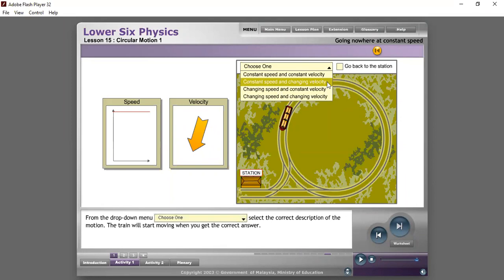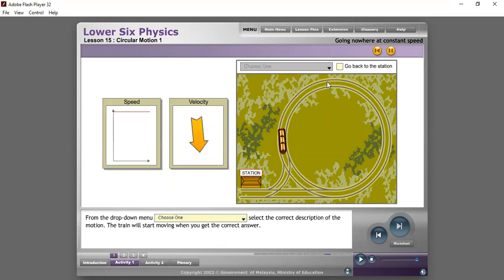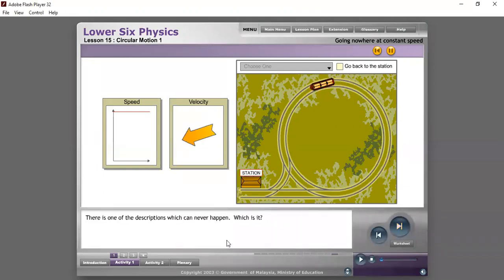So we choose constant speed and changing velocity. It moves with constant speed but changing velocity. This means that the direction of the velocity changes. There is one of the descriptions which can never happen. Which is it? Answer. Changing speed and constant velocity.